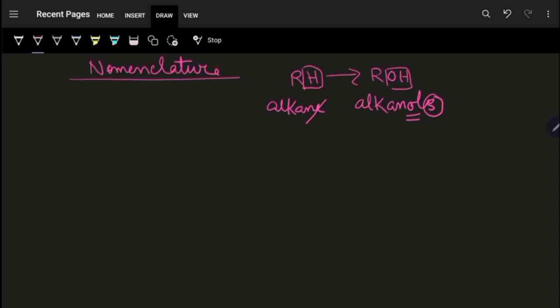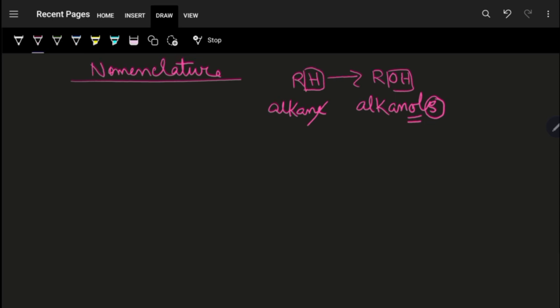Ethanol, CH3CH2OH. Propanol has three carbon atoms, CH3CH2CH2OH. The three carbon atoms can be aligned in this manner, having OH here: CH3, CH2 and CH2OH. The numbering will be from the side where OH is attached, so this is carbon number 1. The name is propanol or propan-1-ol.